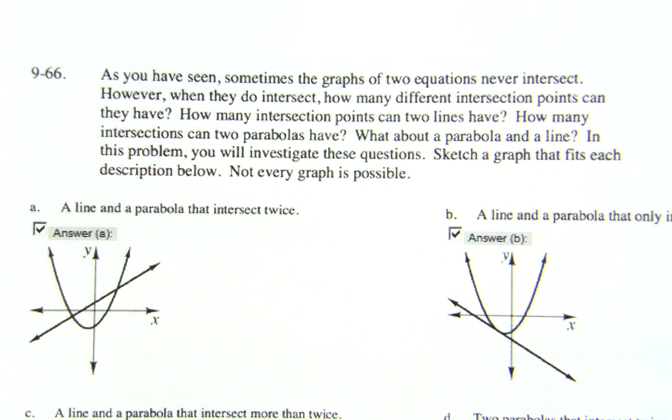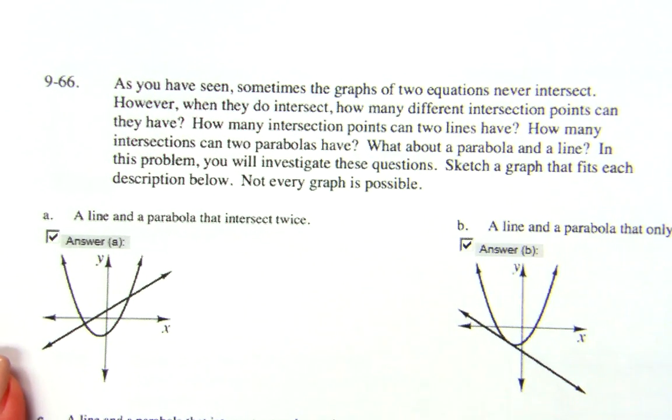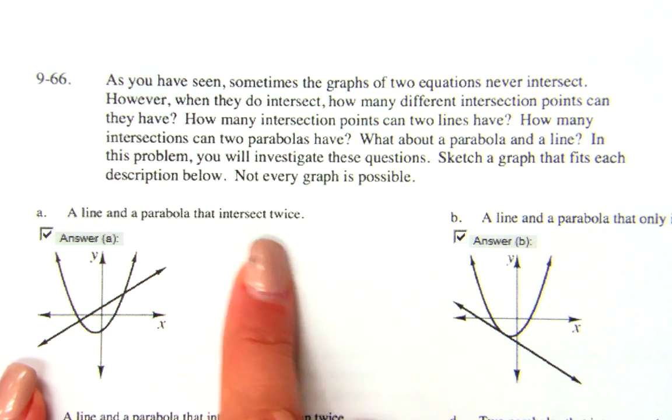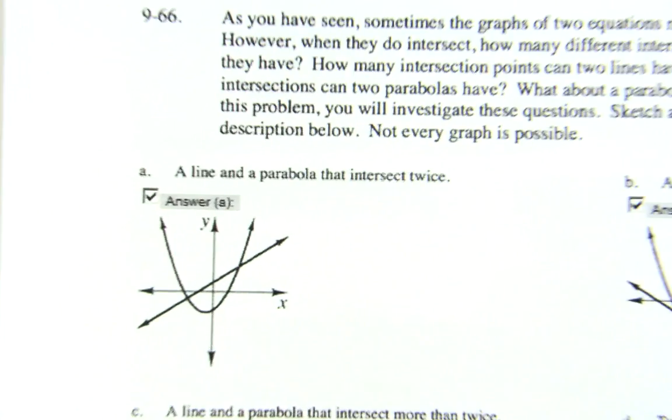How many intersection points can two lines have? How many intersections can two parabolas have? What about a parabola and a line? So in this problem, you're going to investigate these questions. So sketch a graph that fits each description. Not every graph is possible. Okay, so the first one says a line and a parabola that intersects twice.